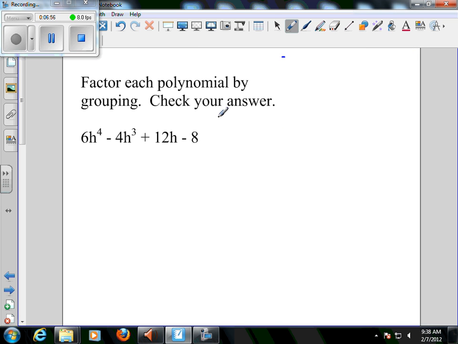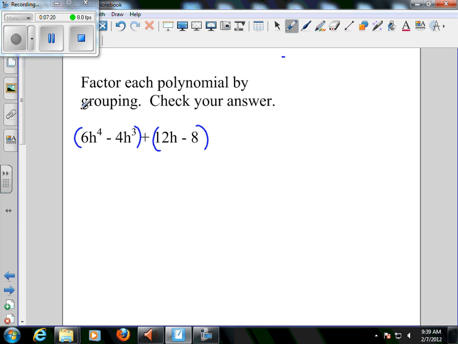We want to factor each polynomial by grouping. And it says check your answer. We'll check one of them, and then I'll let you check the others. What we're going to do is group together the first couple of terms and the last couple of terms. Always make sure you've got a plus in between them, which we do here. If not, we'll make accommodations. You'll see that in another problem.